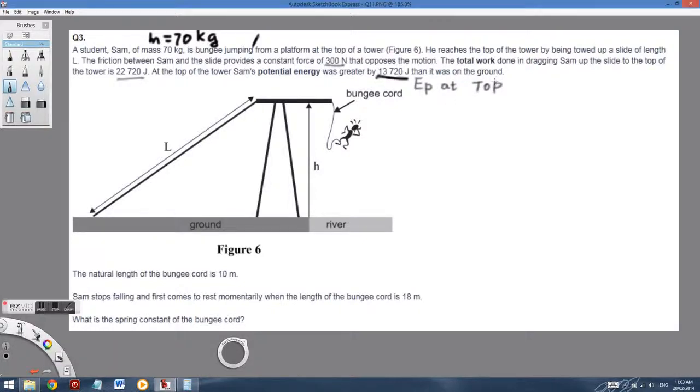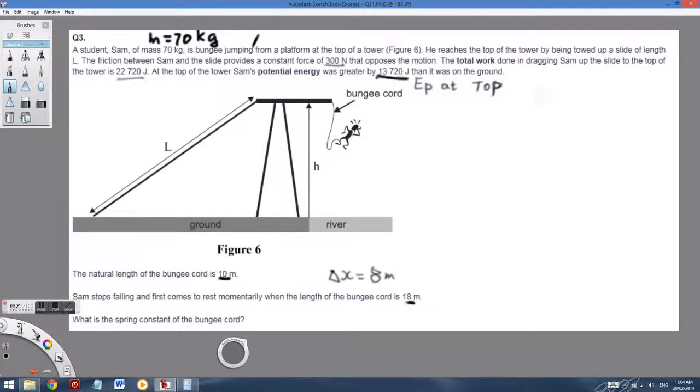The length of the cord is 10 meters. The bungee cord extends, so the change will be 8 meters. The idea is that the bungee cord acts as a spring. What's the spring constant of the bungee cord?